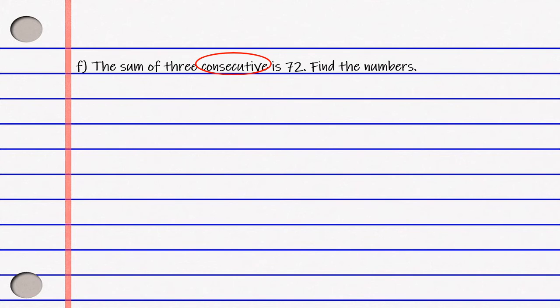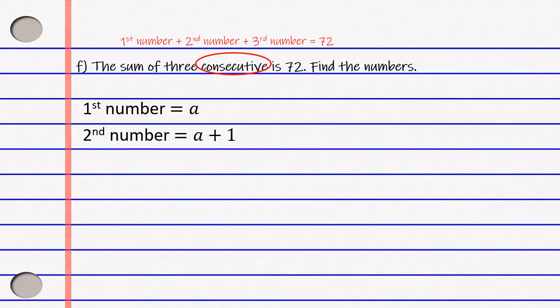So how do we write consecutive numbers using only one variable? Well, if we say the first number is A, then the next number is just one more than that because consecutive numbers are just going up by 1 each time. So if the first number is A, the second number would just be A plus 1. And the third number is just one more than that, so it would be A plus 2. And that's how we write consecutive numbers.